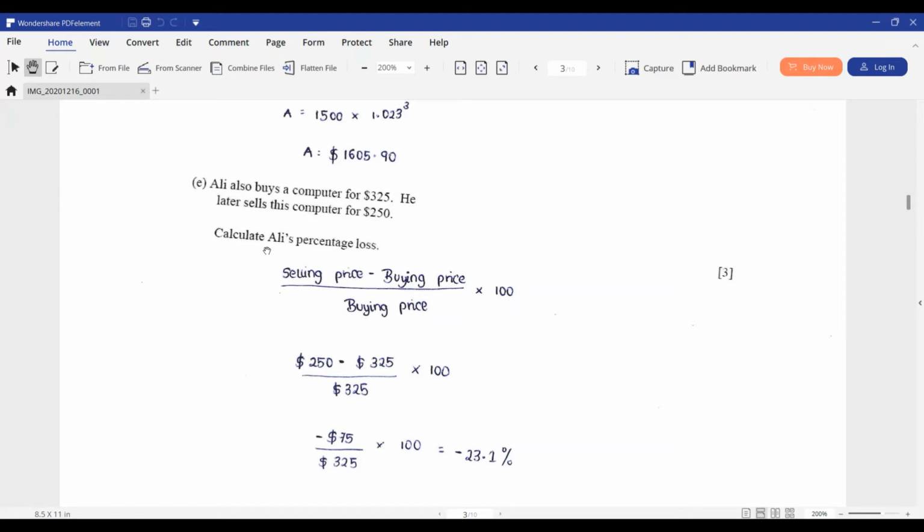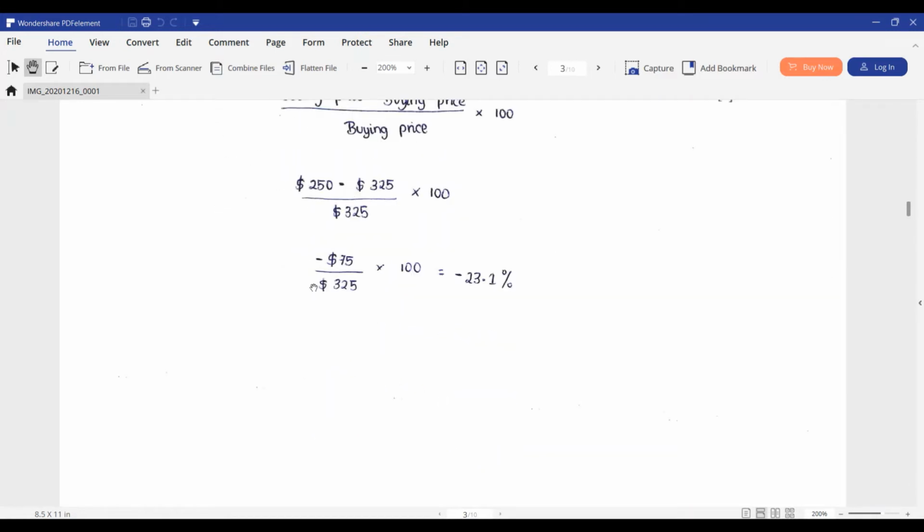Let's go through it again. We take the selling price minus the buying price over the buying price times 100. The reason we divide by the buying price is we want to know the percentage of money he lost over the buying price. So the selling price is 250 and the buying price is 325. So we take $250 minus $325 over $325 times 100. 250 minus 325 is negative $75 over $325. Multiply this by 100 and you should get the percentage is negative 23.1%. That means he made a loss of 23.1%.